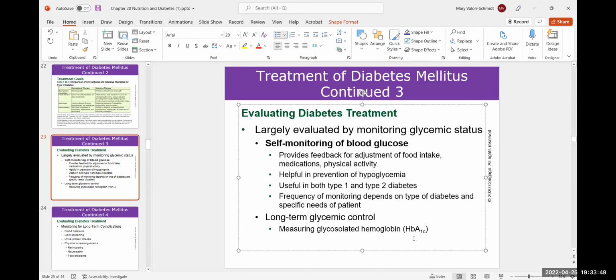And just FYI, for people that are diabetic, we want that hemoglobin A1C to be below 7%. For non-diabetics, it should be between 4 and 6%. If it's lower than 4%, you're dead.